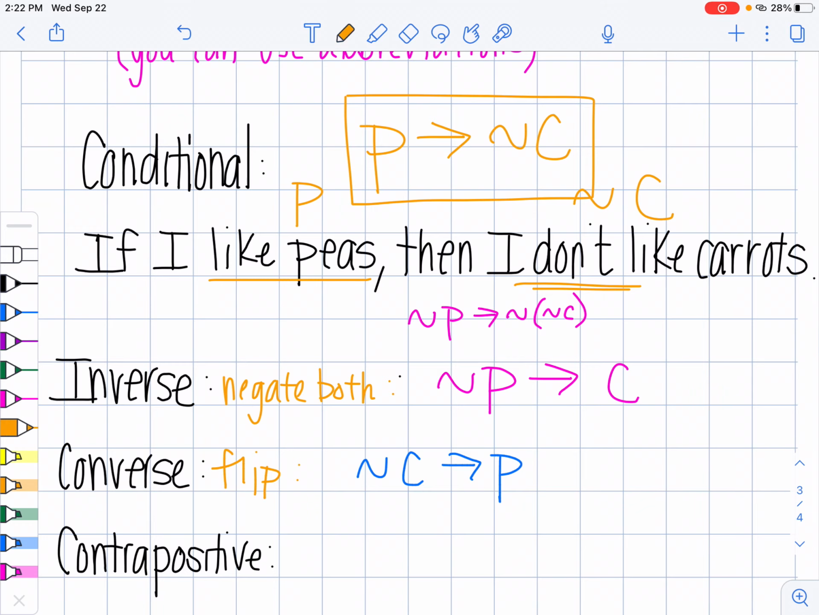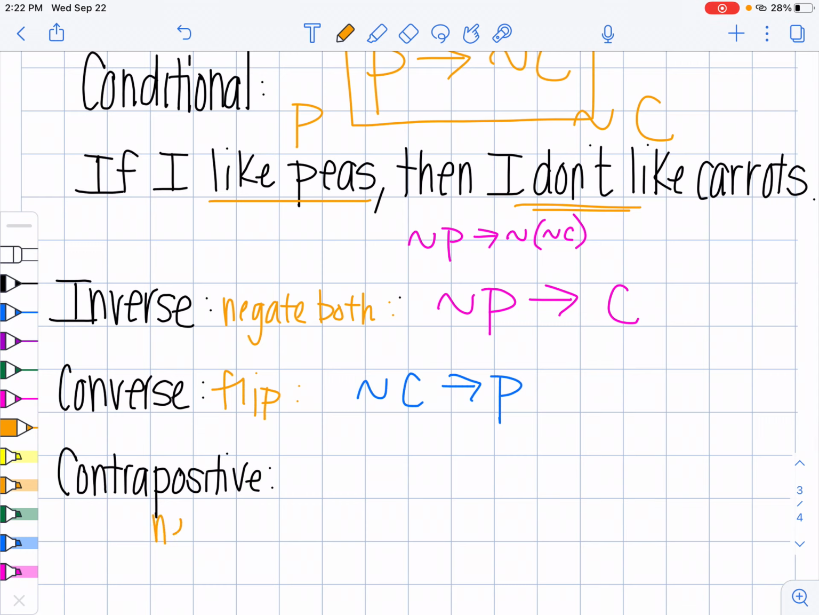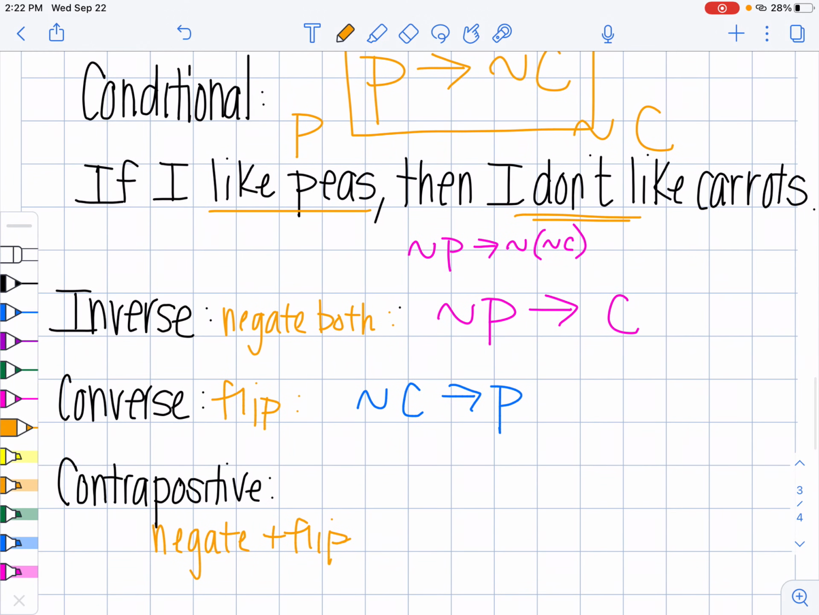All right, last one, contrapositive. I have to negate and flip. So I'm going to negate both and flip them. The easiest way to do it is to negate both, which would be my inverse, and then take my inverse and flip it. So this gives me C, then not P. What does that say? That says, if I like carrots, then I don't like peas.